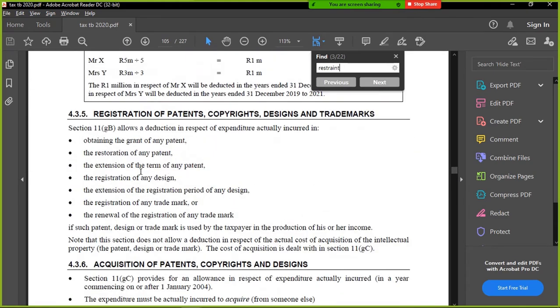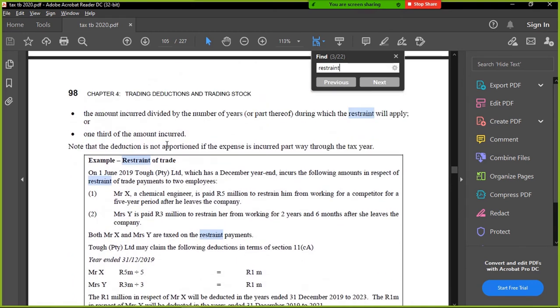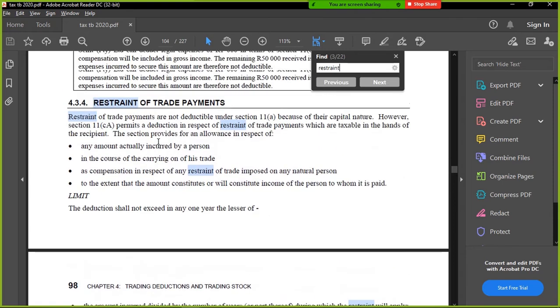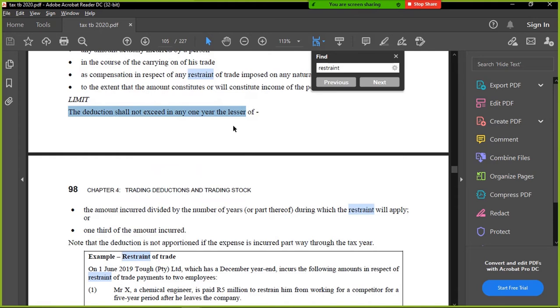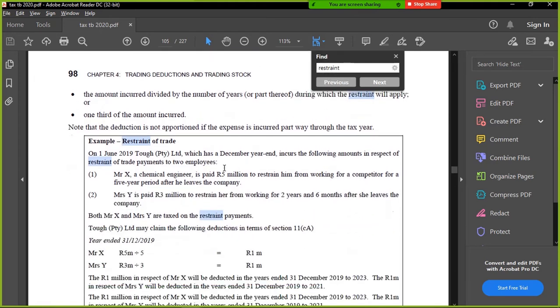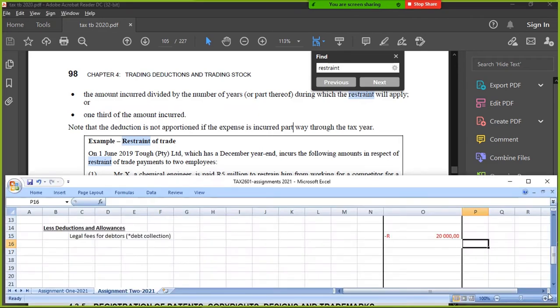There we go. All right, so you've obviously got restraint of trades where the amount is going to be the lesser of. Let's just find the beginning. There's the beginning. Right, restraint of trade payments. The deduction shall not exceed, in any 1 year, the lesser of, meaning the smaller amount, the amount incurred divided by the number of years during which the restraint will apply, or 1/3 of the amount. So you have to show that. Again, exam technique is very important.